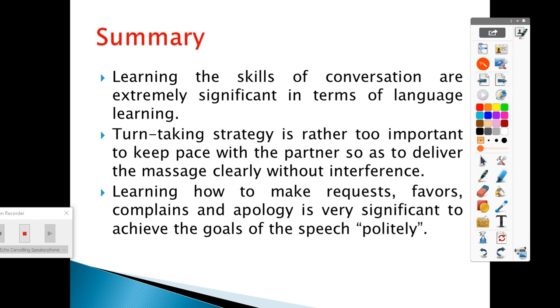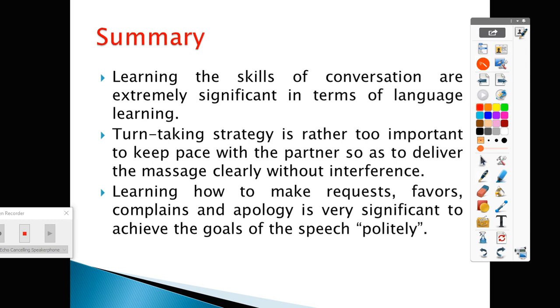Turn-taking strategy is rather too important to keep pace with the partner so as to deliver the message clearly without interference. It's not possible and it's not polite when someone speaks and you interrupt him. Don't interrupt him unless it's urgent. And when a professor talks to you, or someone who's older or higher than you talks to you, you should not interrupt him. You should wait until he finishes and then you can talk.